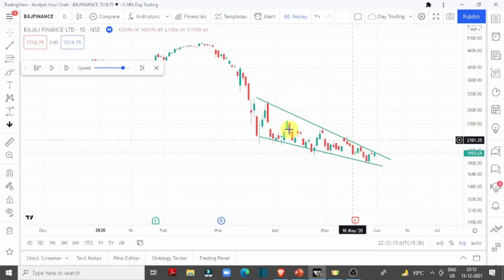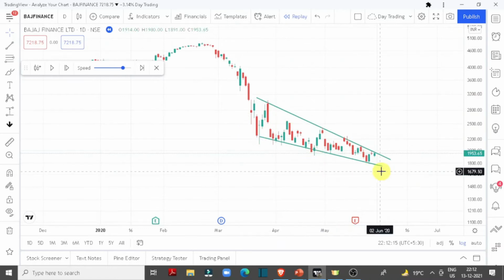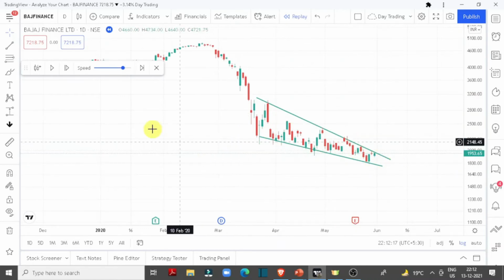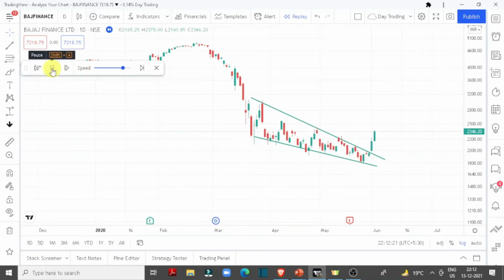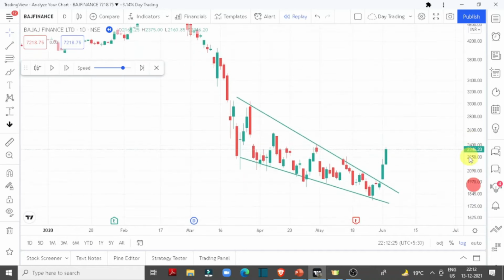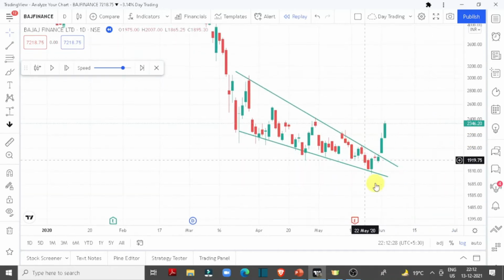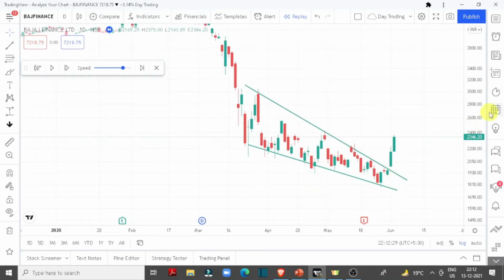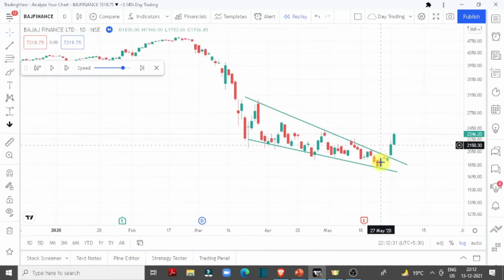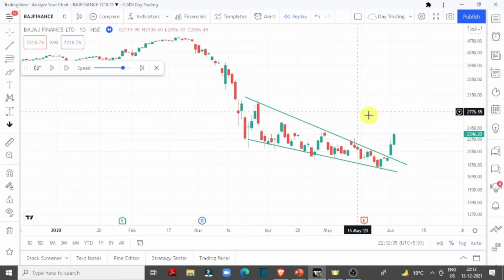So you can see that this pattern occurred, and after that the breakout also happened. So let's play this bar and see how this played out. So I just played it out very recently, and you can see that there is a breakout which just suddenly happened. So now we have to analyze whether this breakout is right or wrong, right? So we will have to analyze that, and to do that we will use some indicators.